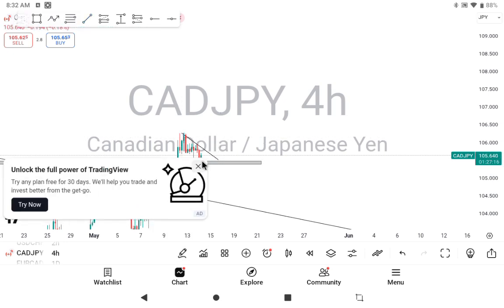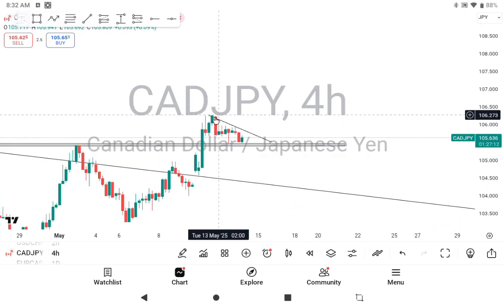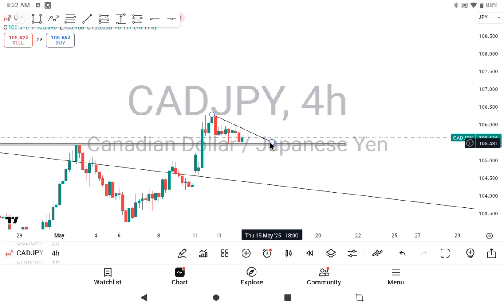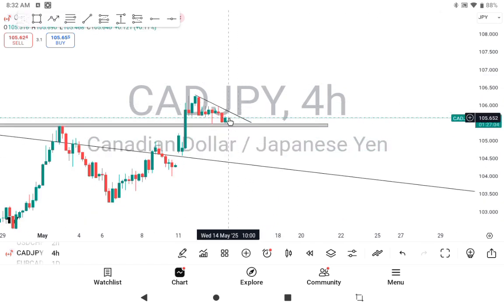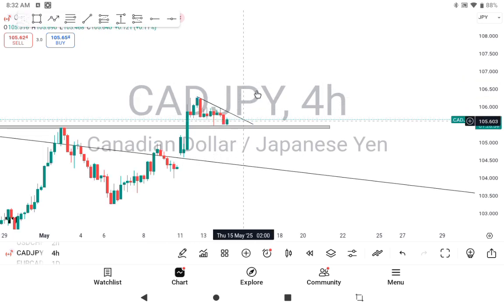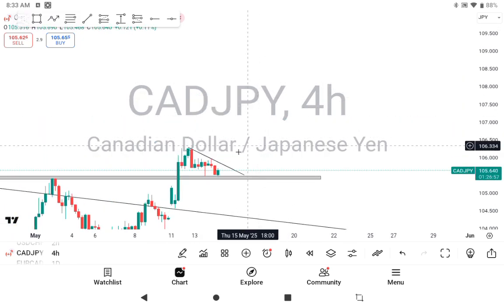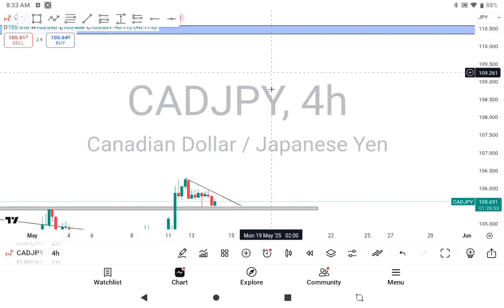Look at it. Let me adjust this properly. Good. So now we should see price breaking out of this trend line right here, and CADJPY price will elevate to this future level right here.